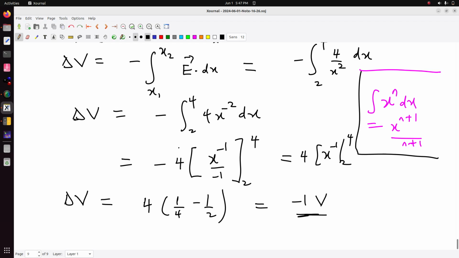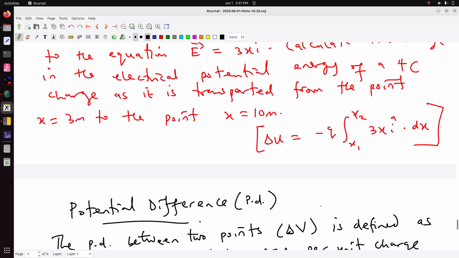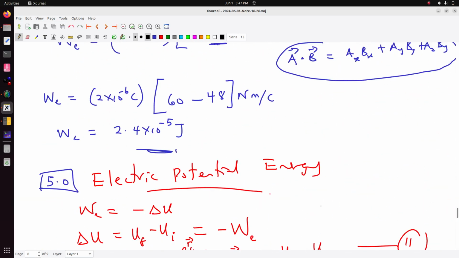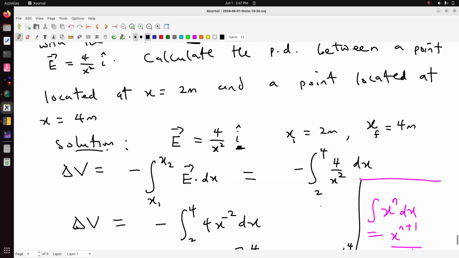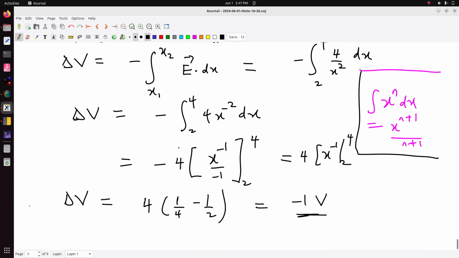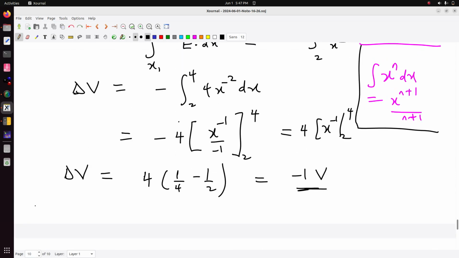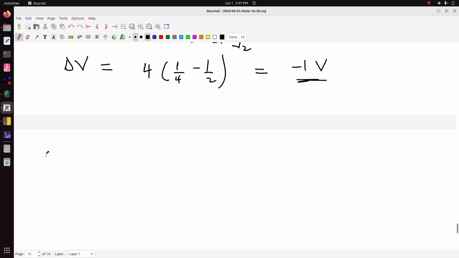So lastly for today, we'll look at 6.0, the potential due to a point charge.